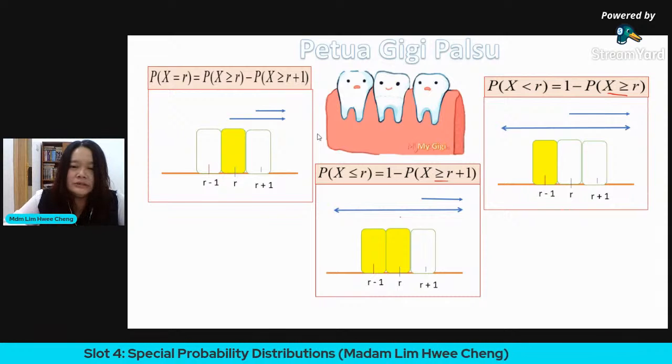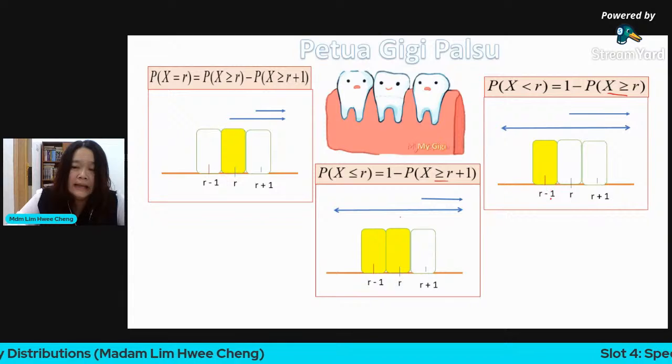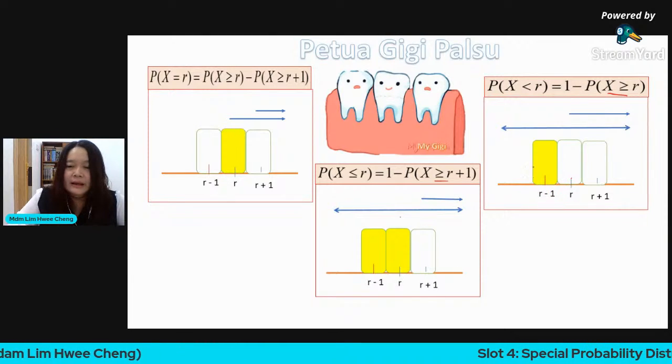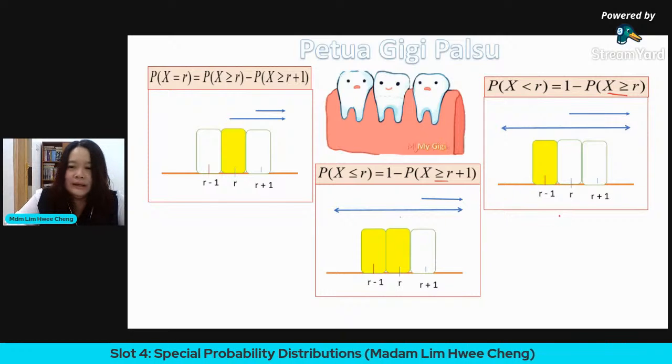Normally this is just for discrete distributions only. For discrete distributions, they may use this to represent. How many pieces of gigi you want to draw is up to you, but at least 3. Okay, at least 3.